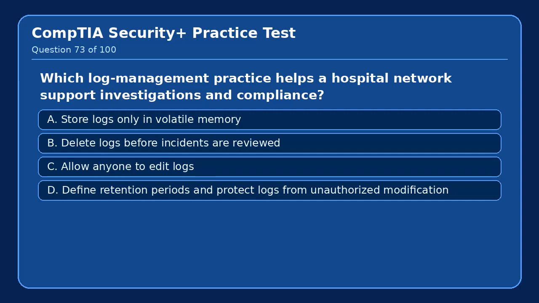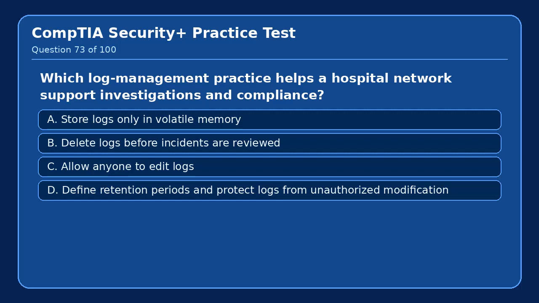The answer is D. Maintain chain of custody documentation. Chain of custody records who handled evidence, when it was handled, and how it was protected. Casual use, wiping, and unlabeled storage undermine evidence reliability.